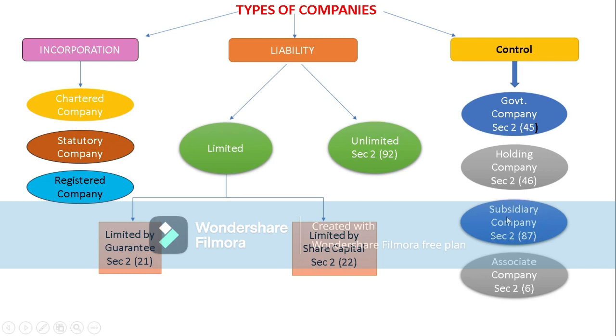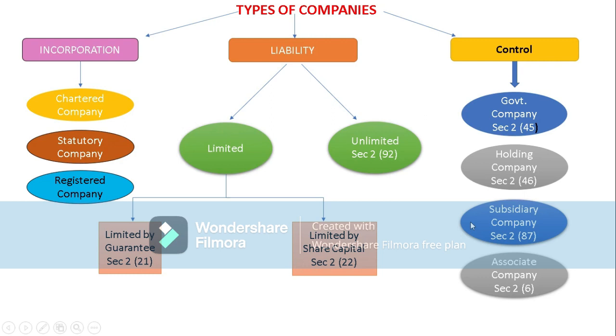Now, subsidiary company. According to section 2 subsection 87, what does subsidiary company mean? A company shall be deemed to be a subsidiary of another if the other company controls the composition of its board of directors, like I said before in holding company. If a company is having majority shares over the subsidiary company, then definitely it is treated as a subsidiary of the other company.